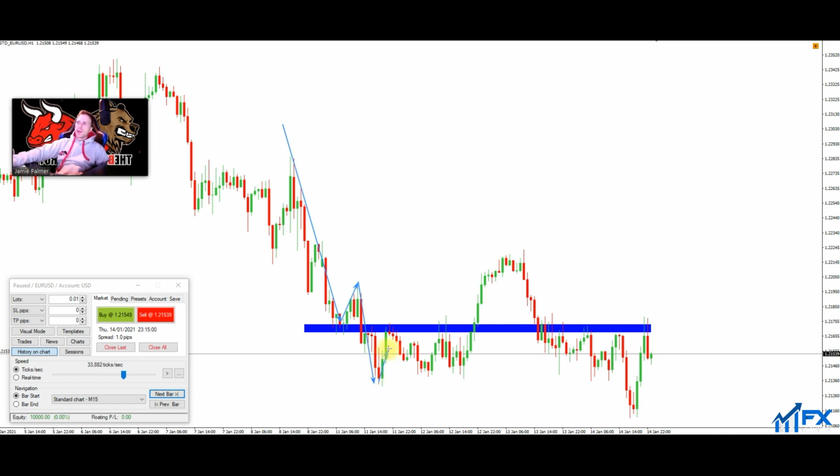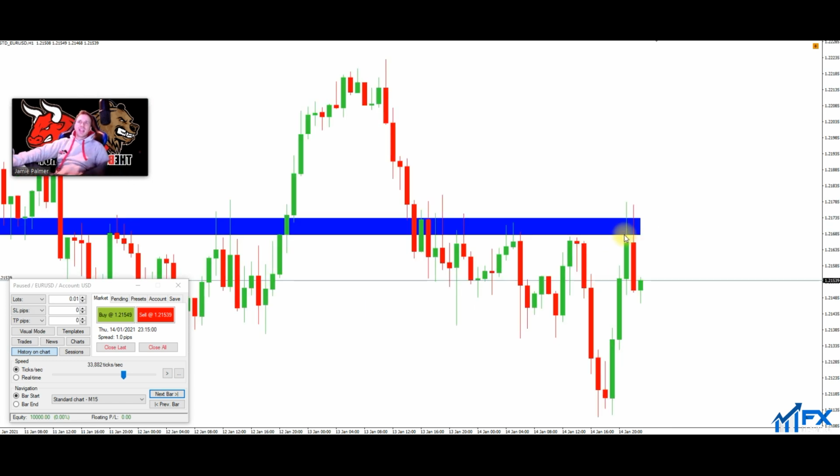Price comes up, bounces off it, and this is where we would sell here. This is a signal with the trend. Now, if you look right now, if I just zoom in here, we have that same area of resistance.